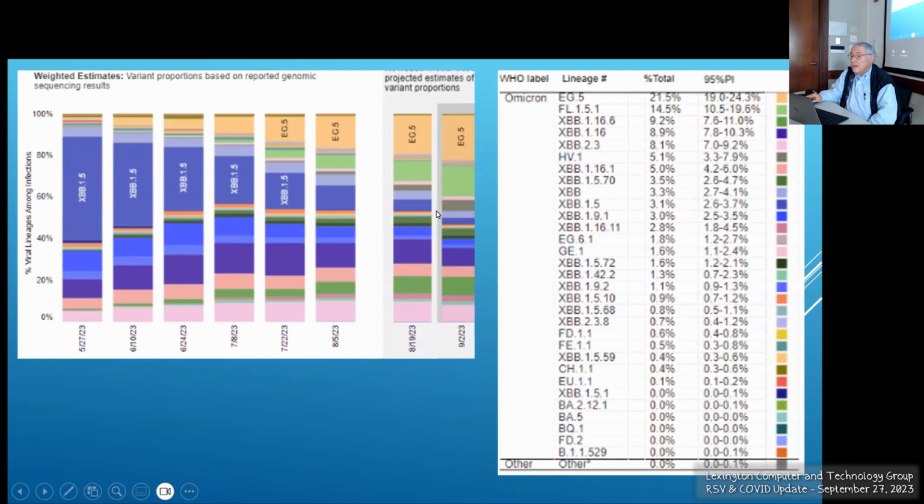made in August. And these are projected variants here. You can see some of them are just going away. Now here, look at the same graphic here. Now here's XBB15. Let's look at it here. See, it's decreasing, decreasing, decreasing.